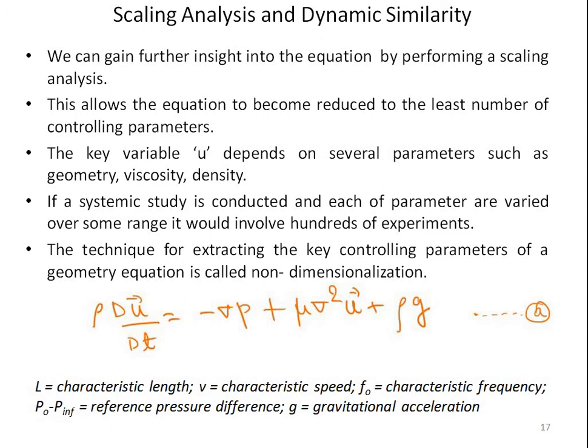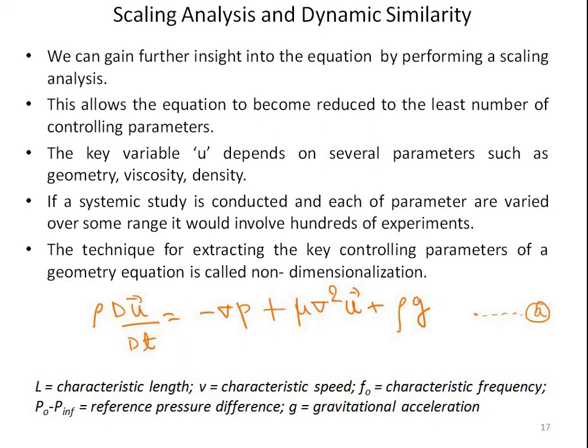It reduces the number of factors required to analyze the equation, to analyze the fluid flow in this context, to the least number of controlling parameters. So it scales down the problem to the least number of variables. The key variable U depends on several parameters as we earlier discussed, that is geometry, viscosity, density. If a systematic study is conducted and each parameter is experimented over some range, it will involve hundreds of experiments. So the technique for extracting the key controlling parameter or geometry is called non-dimensionalization. This scaling analysis basically non-dimensionalizes and gives us our key controlling parameter.